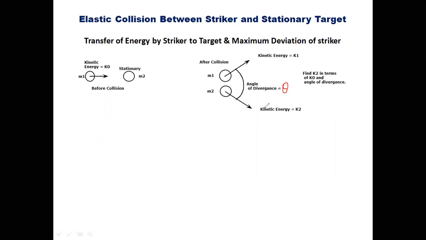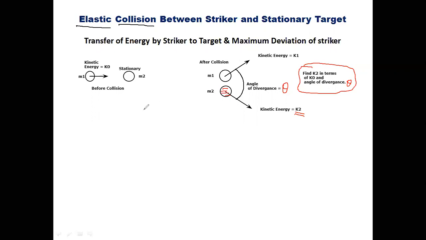We have to find out the kinetic energy of mass m2, that is k2, in terms of k0 and the angle of divergence theta. So let us proceed to solve. Since it is an elastic collision, kinetic energy will be conserved as well as linear momentum.